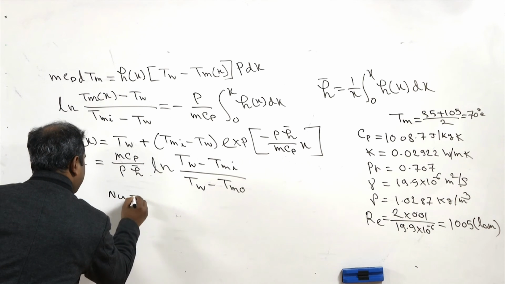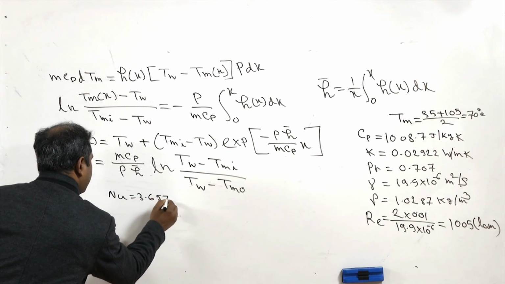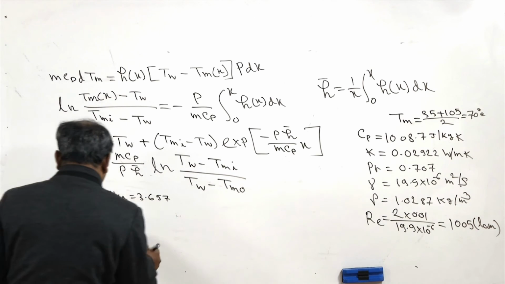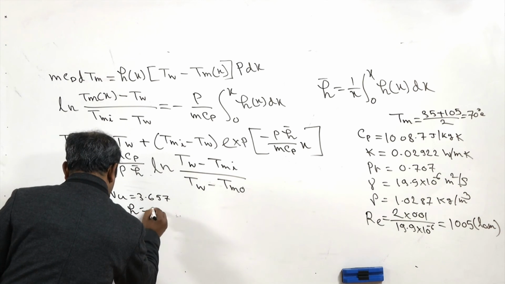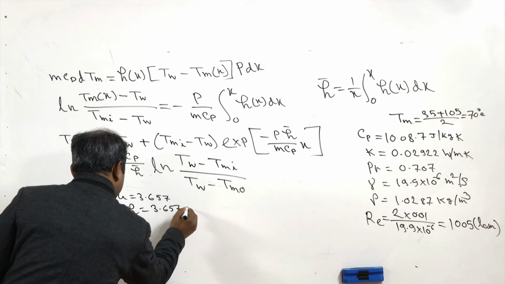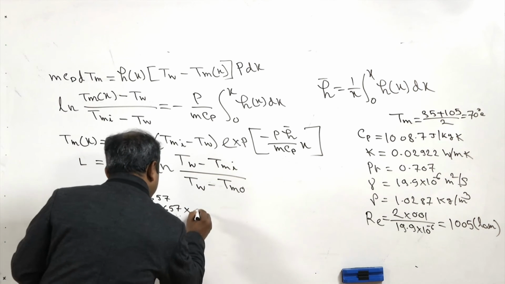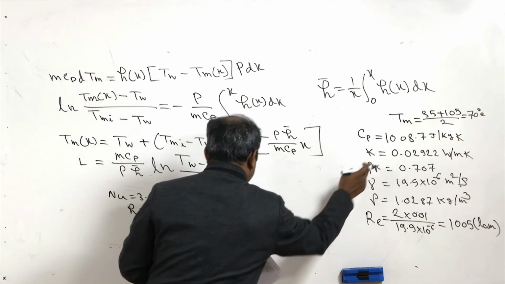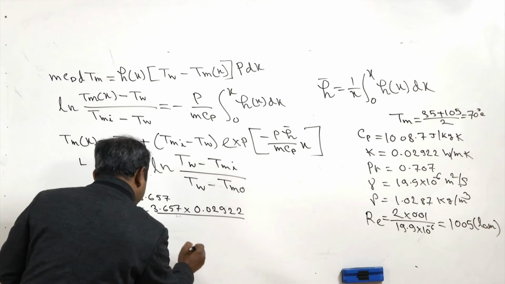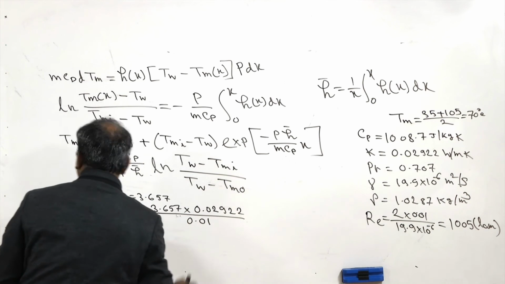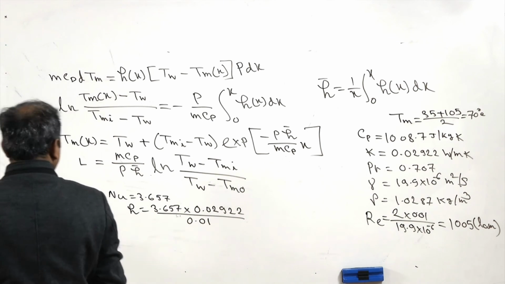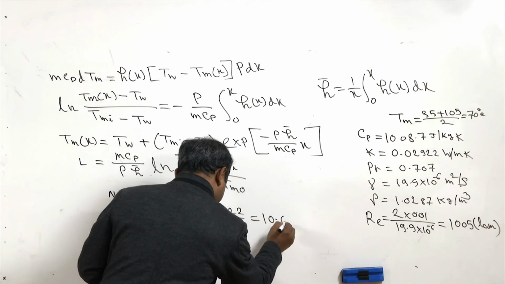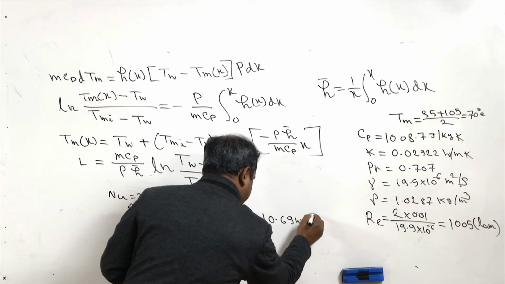So, Nusselt number becomes 3.657. If you write Nusselt number in the form of h, then h is nothing but 3.657 into 0.02922, this is nothing but the K. So, Nusselt number into K by D, where D is 0.01, 1 centimeter. Hence we get the heat transfer coefficient as 10.69 watt per meter square Kelvin.